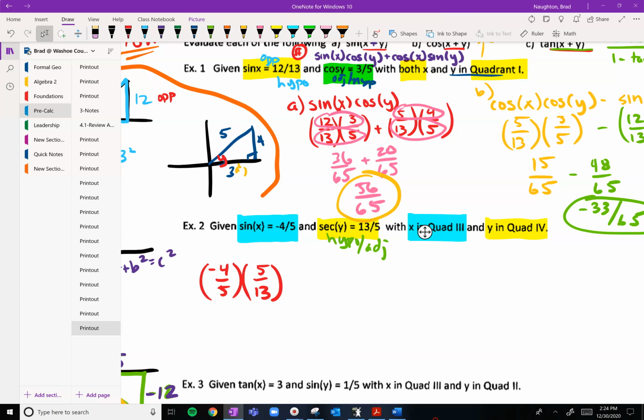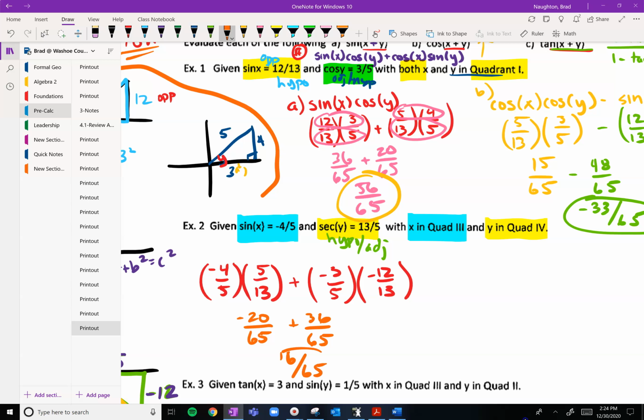And then we're going to go plus cosine of x, which is negative 3 over 5. And then the sine of y, which is negative 12 over 13. So now we're just off to the races. So this one's negative 20 over 65. And this is going to be a positive 36 over 65. And so this will be 16 over 65.